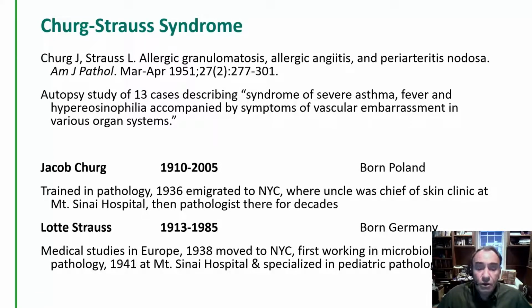Well, Churg lived from 1910 to 2005, had been born in Poland, trained in pathology in Europe. In 1936, for obvious reasons, he emigrated to New York City, where his uncle was the chief of the skin clinic at Mount Sinai Hospital. So that's where he got started, and he became a pathologist and worked there for decades, becoming well known in different stains and pathologic techniques.